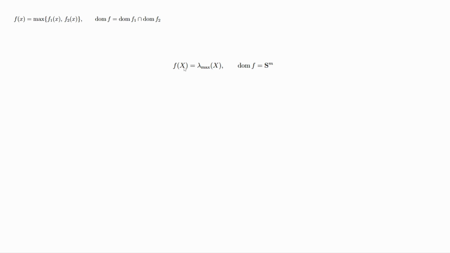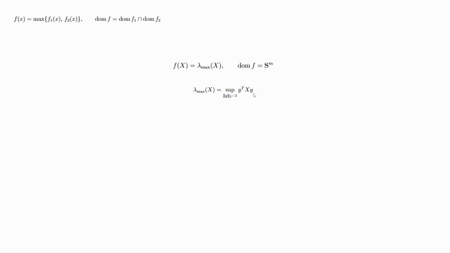So how do you reason about convexity here? First we write the function in its equivalent form, which is the Rayleigh quotient. What this says is that the largest eigenvalue of x is exactly the largest value the quadratic form y transpose x y can take over all unit vectors y. Now here's the key idea.